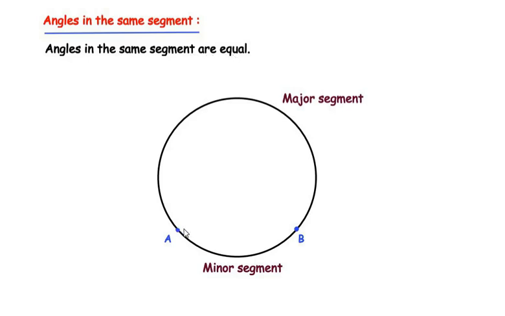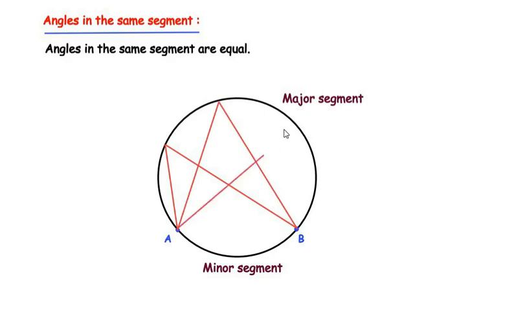So let us consider these 2 points and start drawing some angles in the major segment. Let us consider this is one of the angles made by these 2 points in the major segment. And using the same 2 points, we are going to make 2 more angles in the major segment this way. Now if we say that the angle made by these 2 points A and B at this point is going to be 30 degrees in the major segment, then the angle made by these 2 points at this point and this point is also going to be 30 degrees because these 2 angles are made by the same 2 points in the major segment.